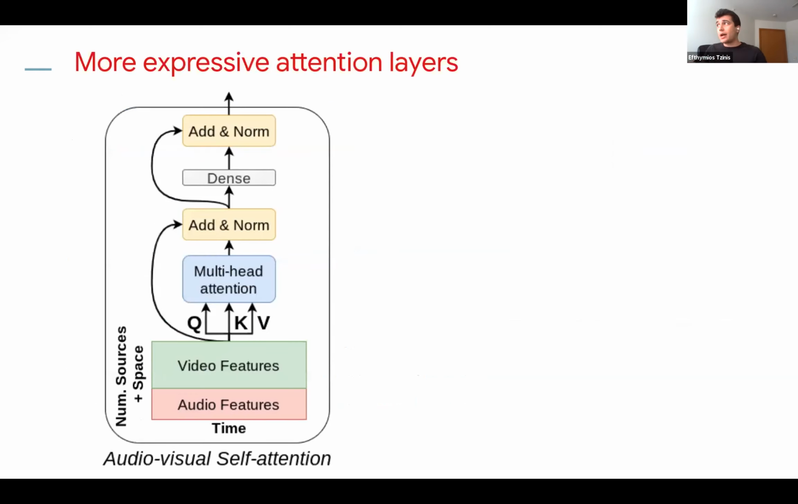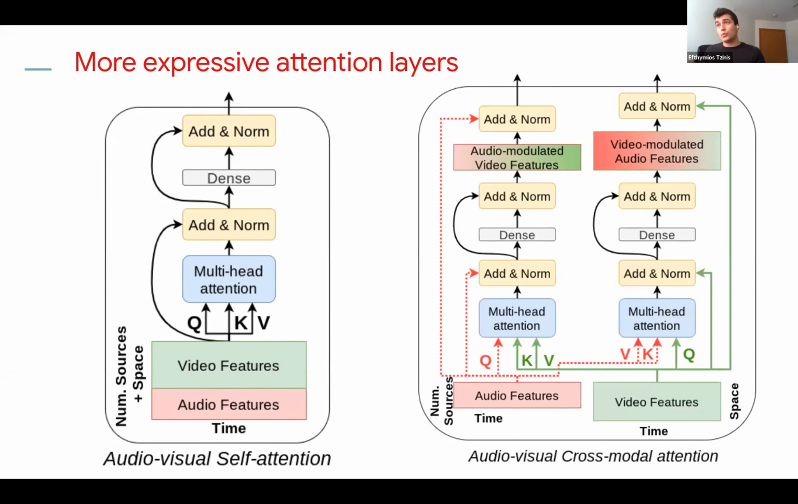So what do we mean by more expressive attention layers? First of all, you can see here at the left that we have an audiovisual self-attention block where we concatenate the audio and the video features. And then we have a repetition of those transformer blocks, which capture any kind of dependence through space, time, and the number of sources. And we also experiment with the cross-modal attention, where we don't concatenate, but we keep the modalities separate. What we do is that effectively we use one modality to modulate the features of the other modality. And then we do that again and again repetitively.